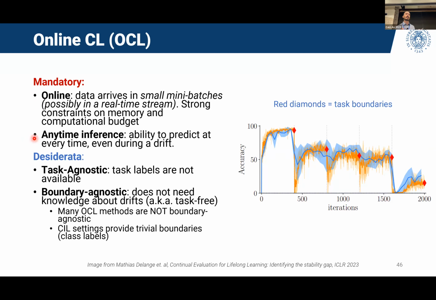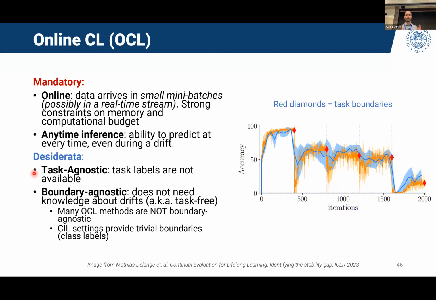The second property is the property of anytime inference. So if you have an online model, you want to be able to predict using that model at any point in time, so even during a drift. This means that during training, there must not be a moment where the model is not good and will have bad accuracy.